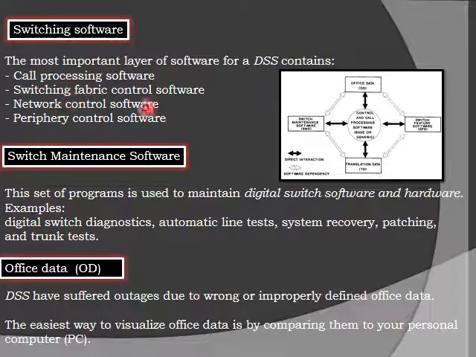Next, switching fabric control software. This software is mainly concerned with controlling the access of the switching fabric. Basically the switching fabric is nothing but a matrix of cross points. In order to access it, which two coordinates are to be accessed and what is the shortest path for the particular call establishment is decided by NCP and IC and CP altogether. So that is actually managed by this switching fabric control software.